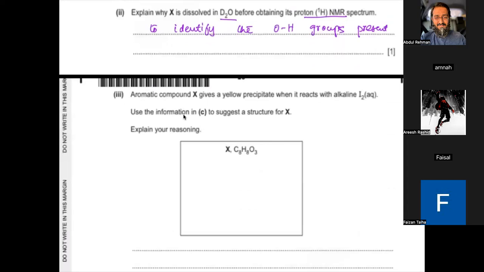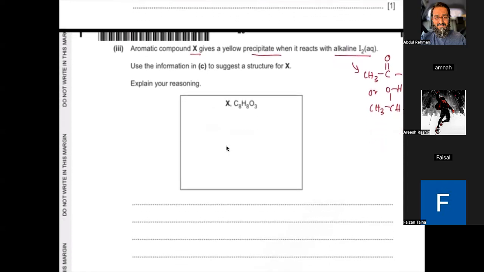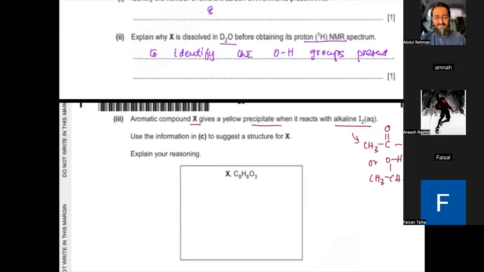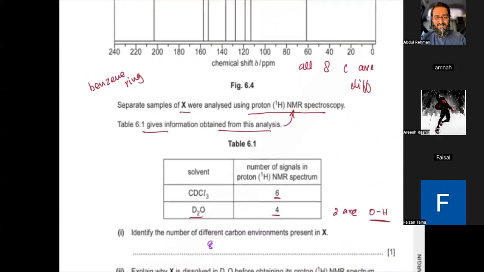Now, the aromatic compound X gives a yellow precipitate when it reacts with alkaline iodine. So it means it has a CH3-C=O or CH3-CH-OH group, any one group present. Use the information in C to suggest the structure of X.